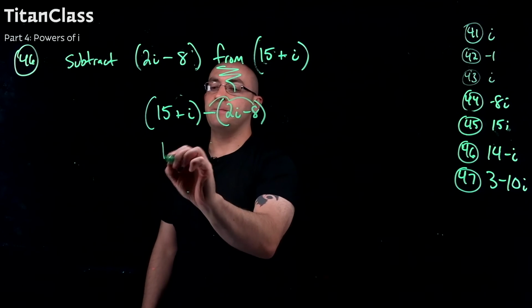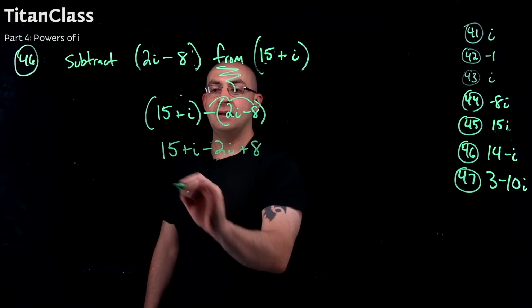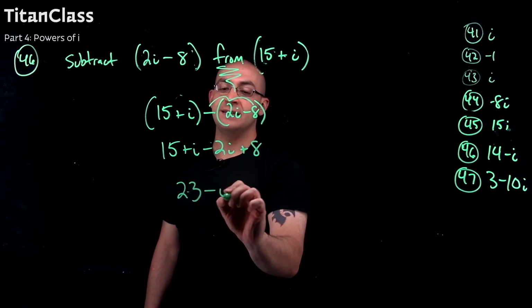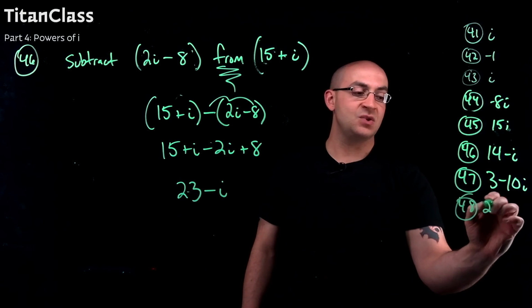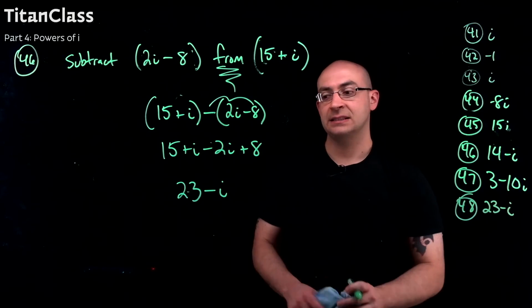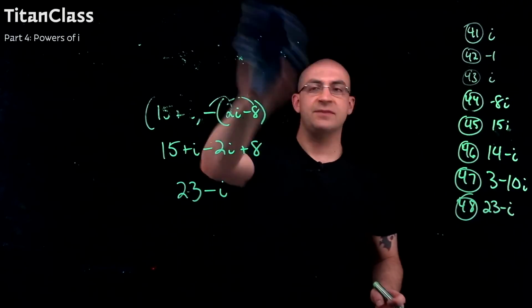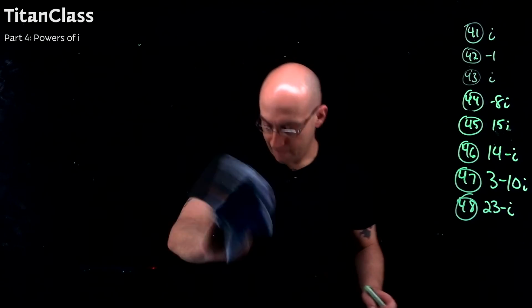Distribute the minus sign. 15 plus i minus 2i plus 8. 15 plus 8 is 23. i minus 2i is -i. It is in the correct format, so 48 is 23 minus i. Be very careful about these problems for sure. Why did I say 46 still? That was 48. I got 2 problems left.